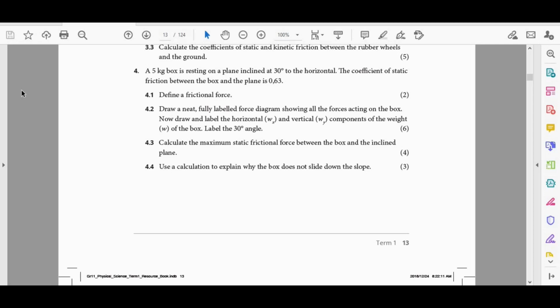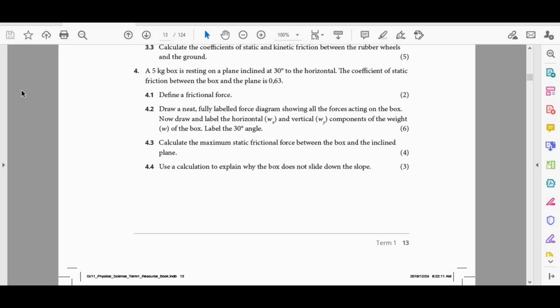Draw a neat labeled force diagram, not a free body diagram. I've taught you the difference between the two. A labeled force diagram showing all the forces acting on the box. Draw and label the horizontal, wx, and the vertical, which is wy. In other words, FG parallel and FG perpendicular. These are the components of the weight of the box, and label the 30-degree angle.